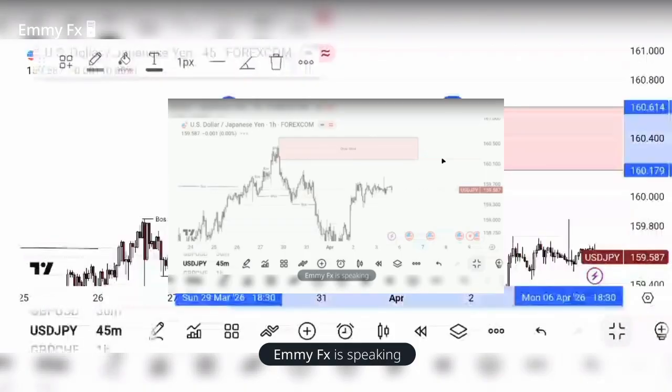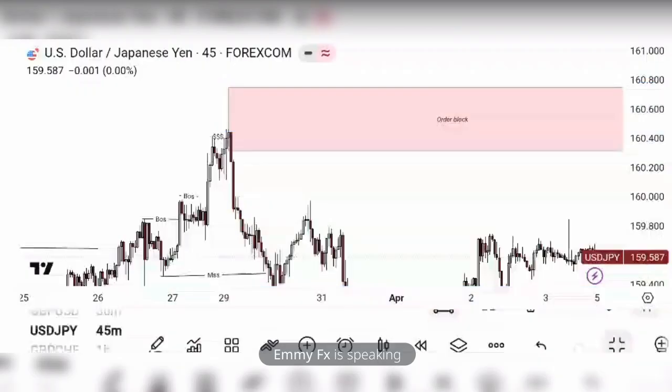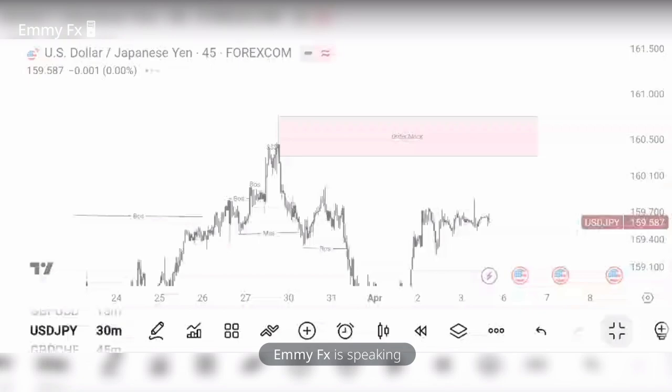This is how to do a refinement. Let's also refine it to a 30-minute time frame order block.